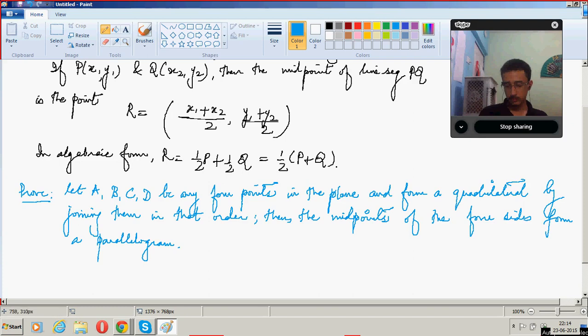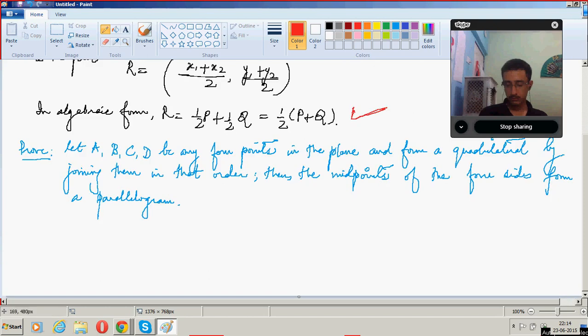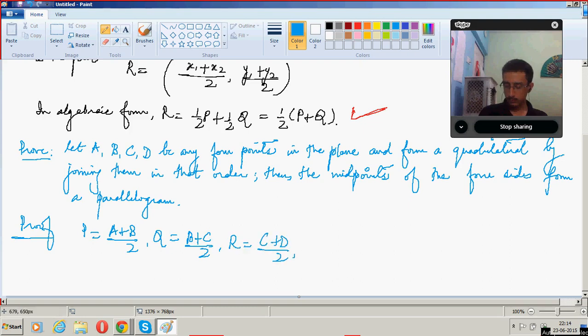Now see how we can use this particular algebraic technique to get a quick, elegant solution. Proof. P equal to (A plus B) upon 2. Q is equal to (B plus C) upon 2. R is equal to (C plus D) upon 2. S equal to (D plus A) upon 2.